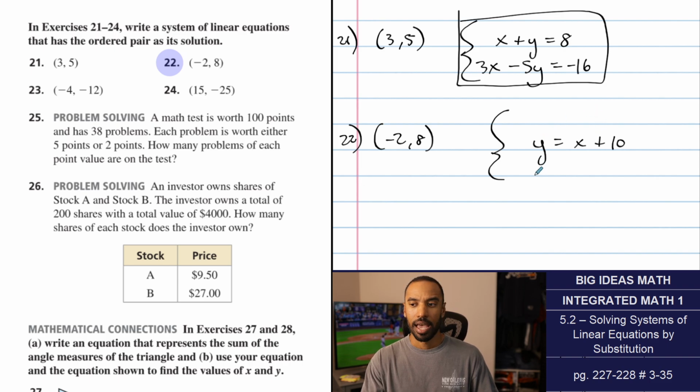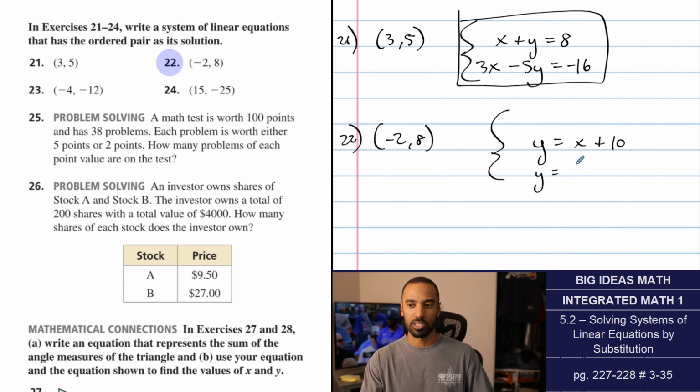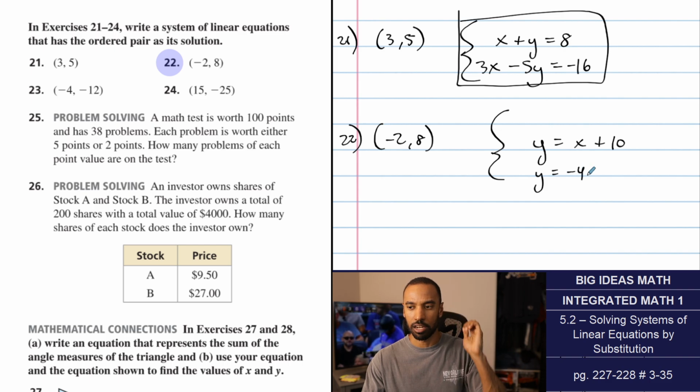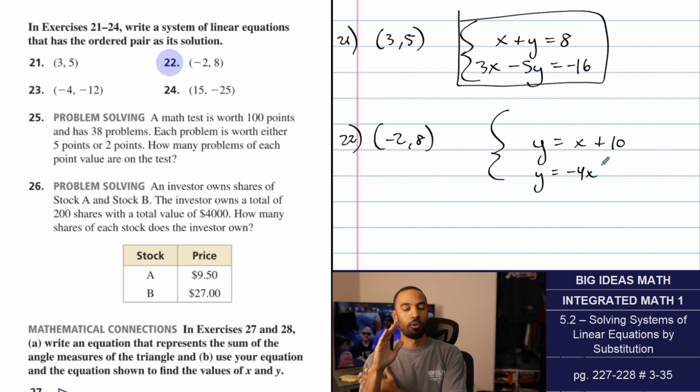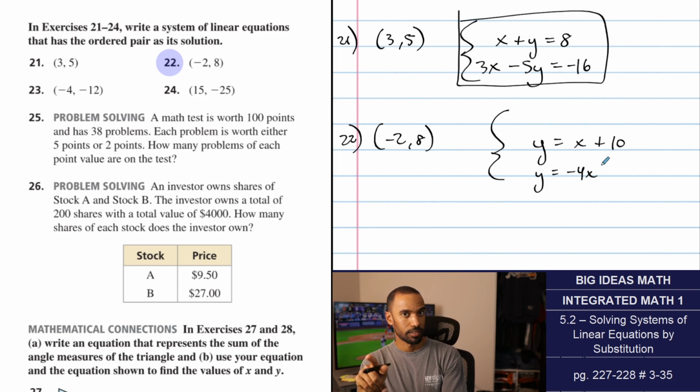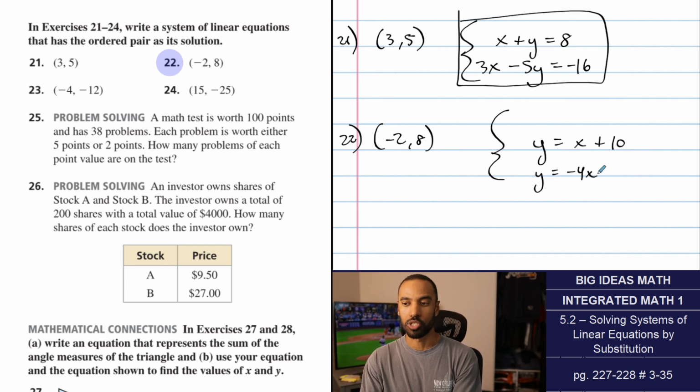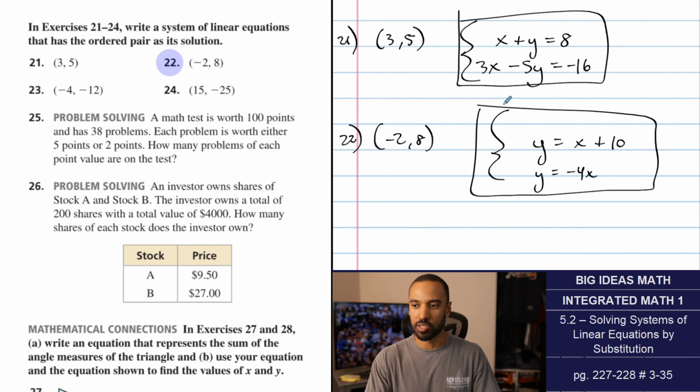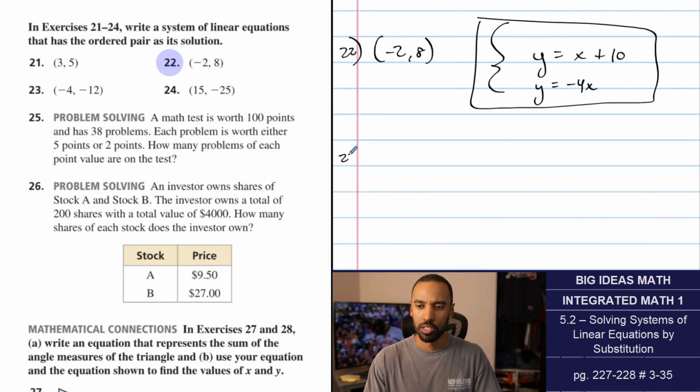We can do that. I could do another one that's y equals, and let's change the x around. Let's call it negative 4x. So negative 4 times negative 2 is 8. But plus 0 would be 8. So that works as the other one. Right? So you can do different things like that, just arrangements of them. It's kind of up to you. Let's do a mix and match of slope-intercept form and standard form.